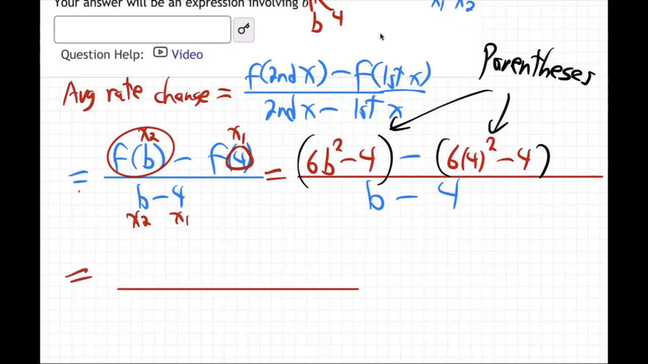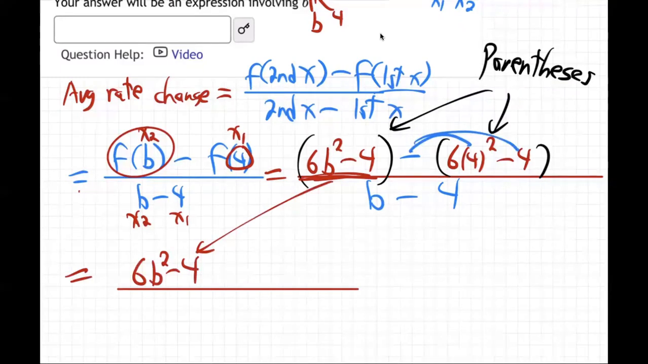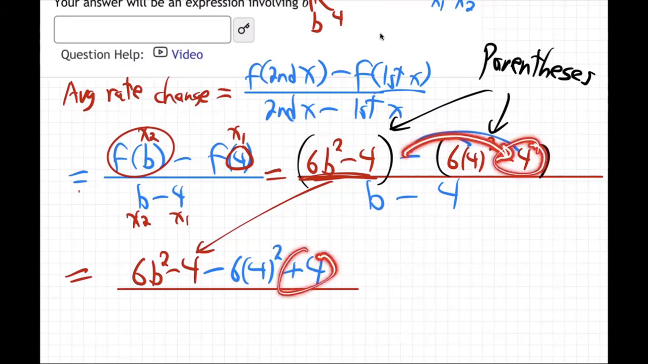So what do we got now? Well, this will be 6b squared minus 4, that first group just goes right there. Now, what does this minus do? Distributes, doesn't it? That's the key mistake. That's the number 1 mistake made on this problem. Remember, anything right in front of a fraction, negative sign, or if we had a number like a negative 3 or whatever, any number right up against parentheses has to distribute. So that minus distributes, so we get minus 6 times 4 squared, which I'll work out in a second, and then plus 4. There it is, plus, right? Because that minus hits the minus to be plus 4.